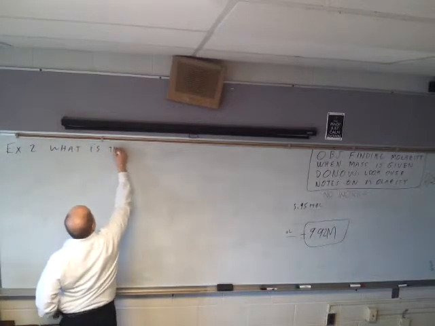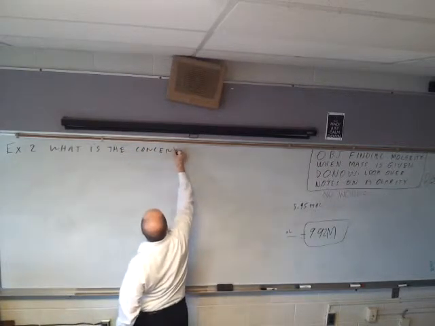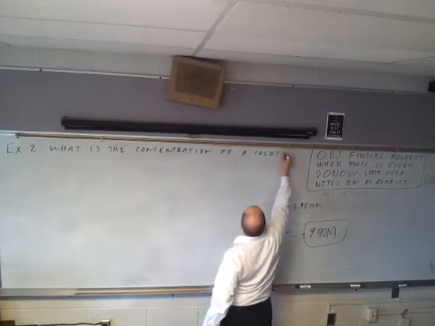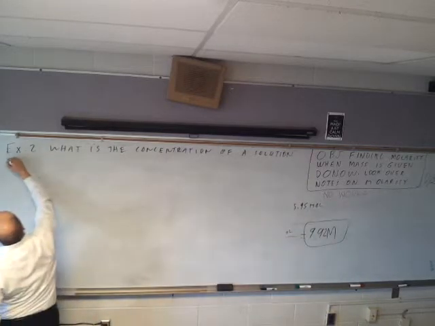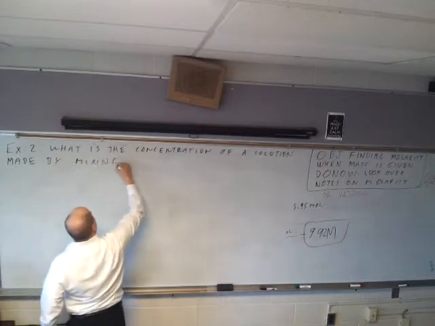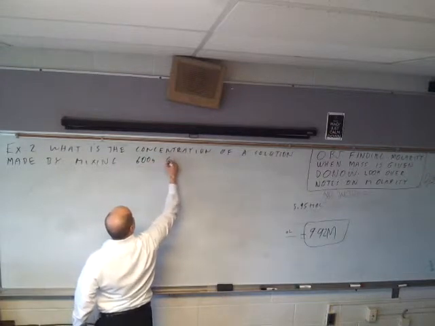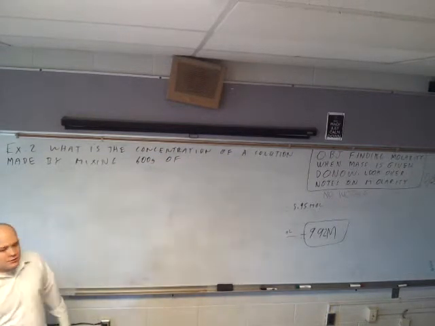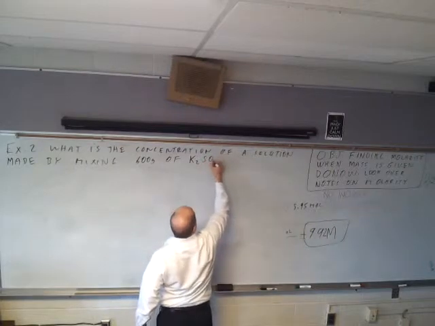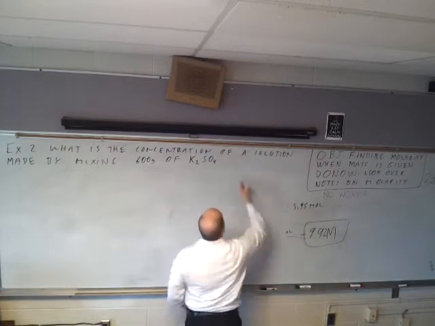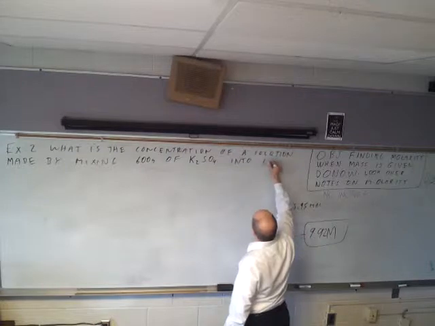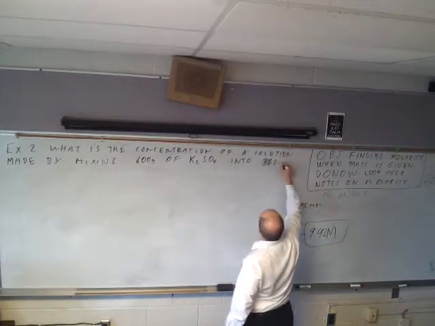What is the concentration of a solution made by mixing 600 grams of potassium sulfate, K2SO4, into, let's say, 300 milliliters of water.